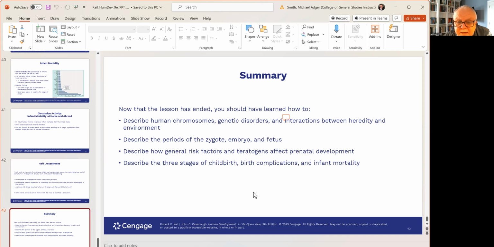So this gets us up to the birth phase. And so you think about human chromosomes, genetic disorders, interactions between heredity and environment, and then be sure you know the 3 periods of the baby in pre-birth, and then the risk factors and the 3 stages of childbirth and birth complications and infant mortality. So I think that this gives you a pretty good summary. When you read the text, I encourage you to read chapter 2 to fill in the details.